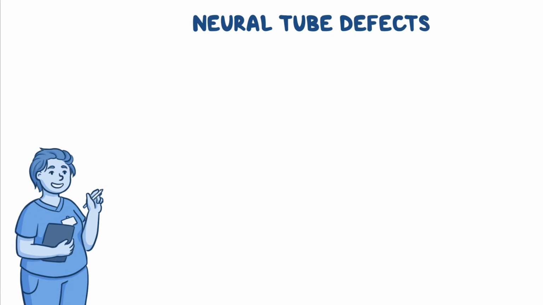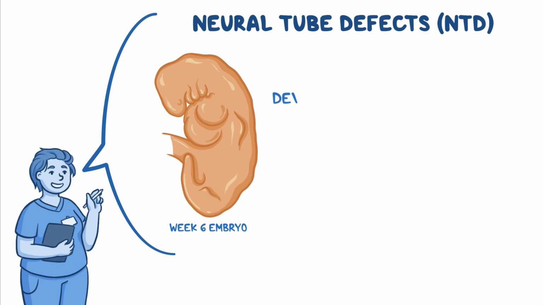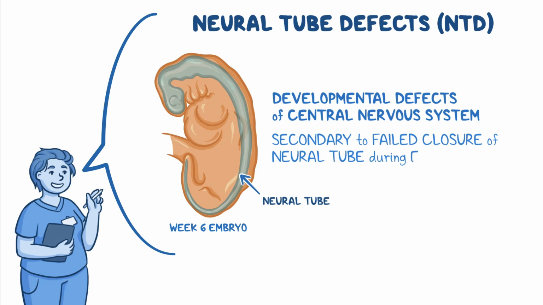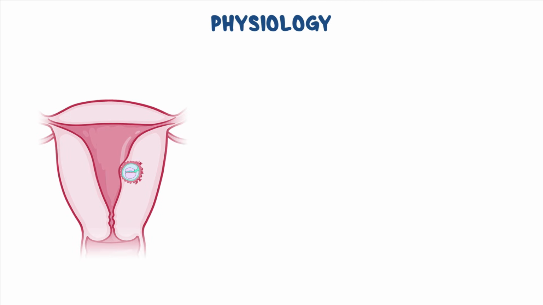Neural tube defects, or NTD for short, refer to developmental defects of the central nervous system secondary to failed closure of the neural tube during the fetus's embryonic development. Now, let's quickly look at the physiology of neural tube development.